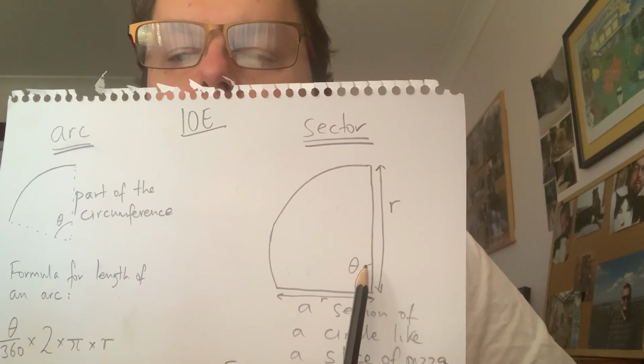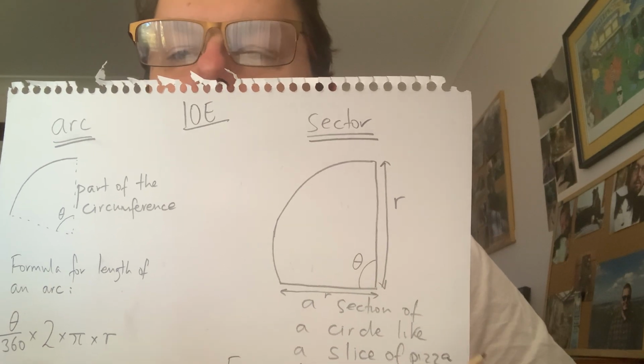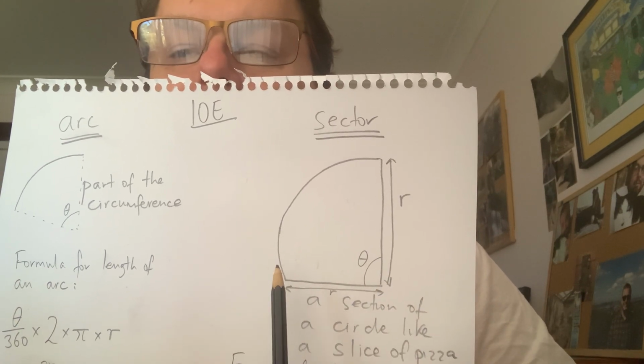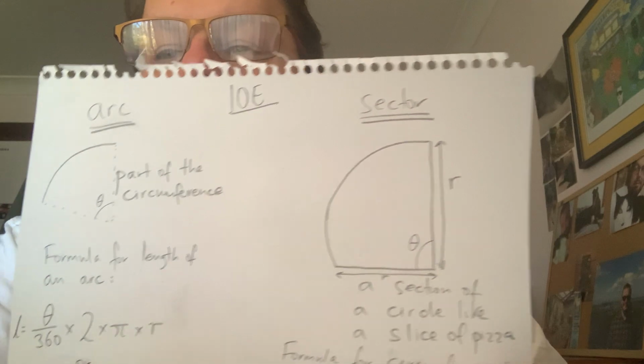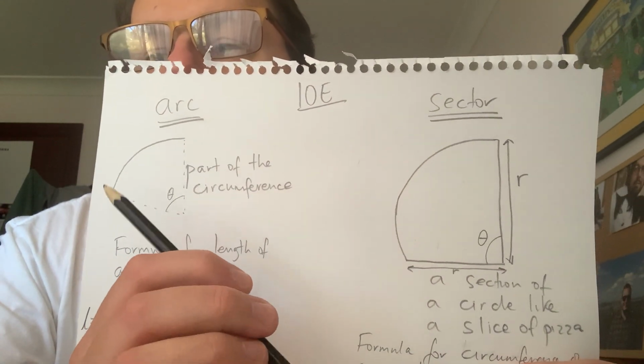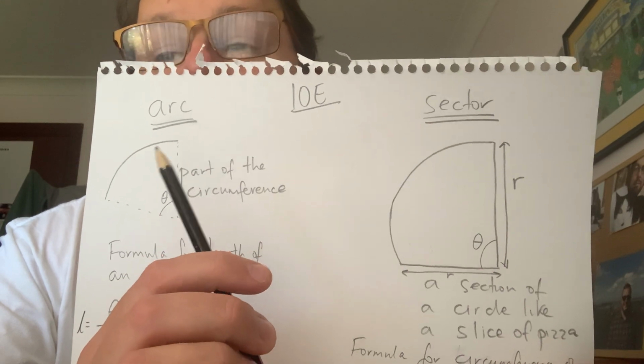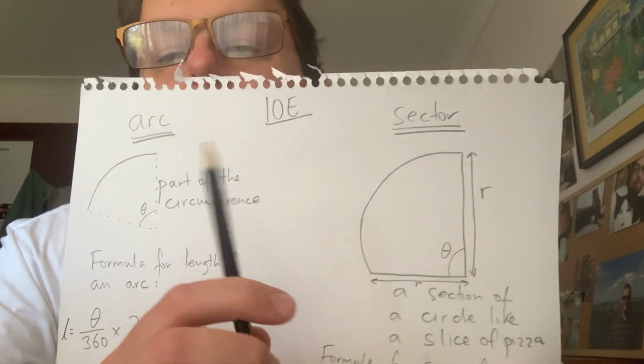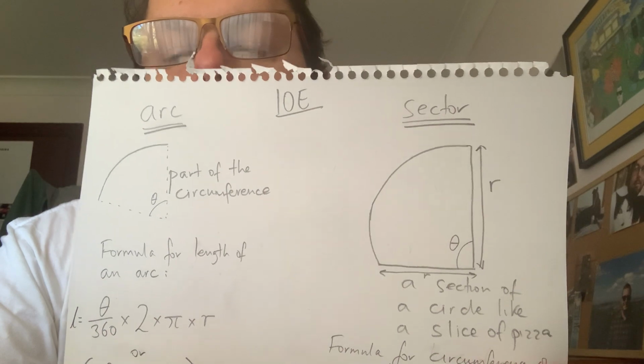And so we've still got this angle here, which we don't know what it's called yet, called theta. But this is like a slice of the pizza, but the arc was just the outside line of the pizza. You can almost imagine the arc as sort of just being the crust of the pizza in a way, but this is a slice of the pizza, okay?